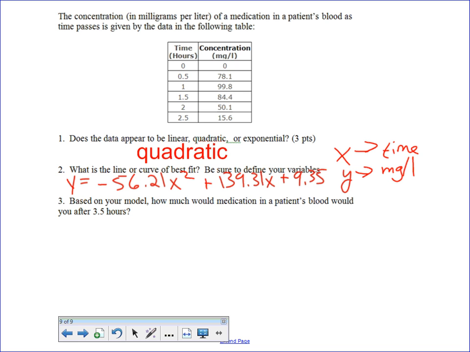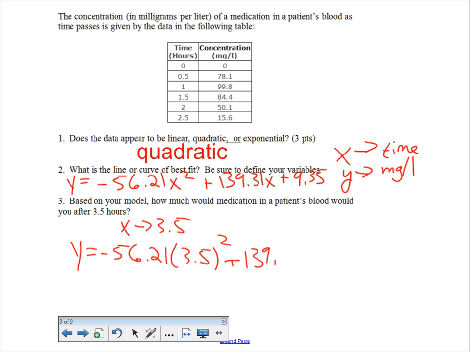So based on your model, how much medication would be in your patient's blood after 3.5 hours? All we're going to do is plug 3.5 in for x. So it'd be y equals negative 56.21 times 3.5 squared plus 139.31 times 3.5 plus 9.35.